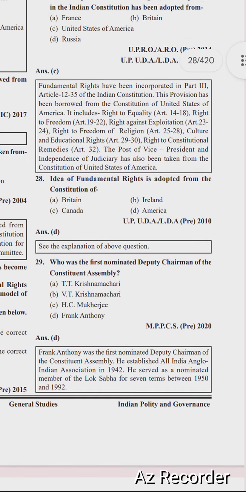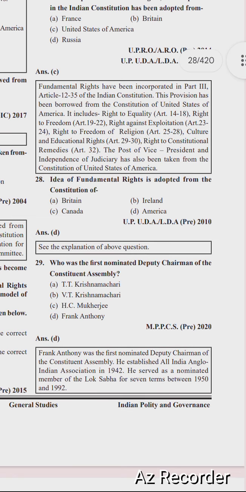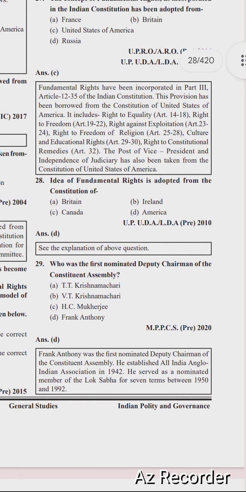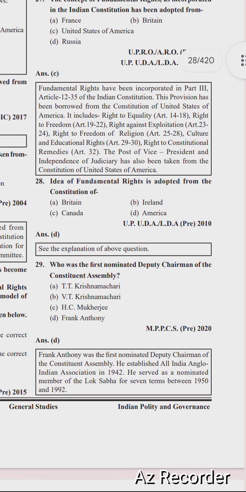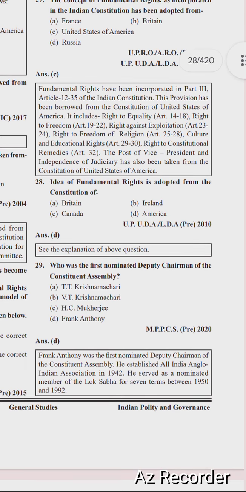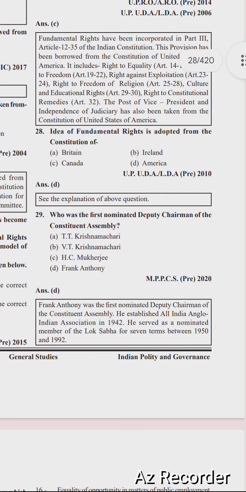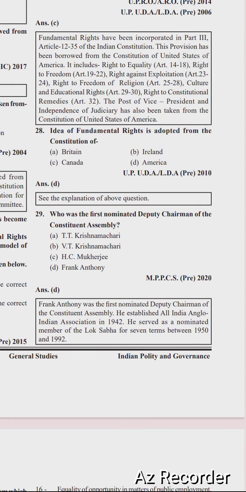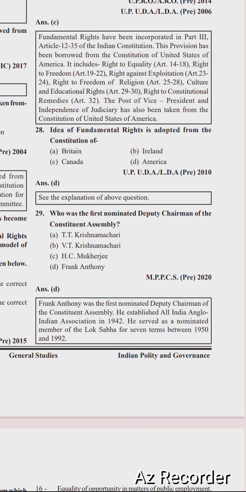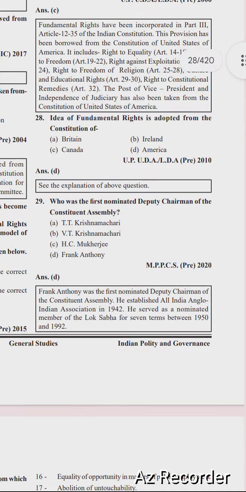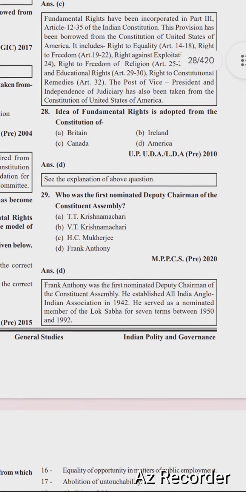Next, who was the first nominated deputy chairman of the Constituent Assembly? Options are T. Krishnamachari, V.T. Krishnamachari, H.C. Mukherjee, and Frank Anthony. Right option is option number D, Frank Anthony. Frank Anthony was the first nominated deputy chairman of the Constituent Assembly. He established All India Anglo-Indian Association in 1942. He served as a nominated member of the Lok Sabha for 7 terms between 1950 to 1992.